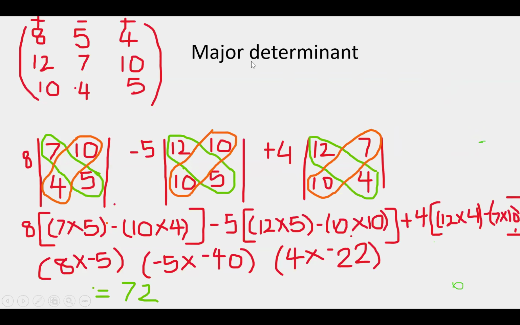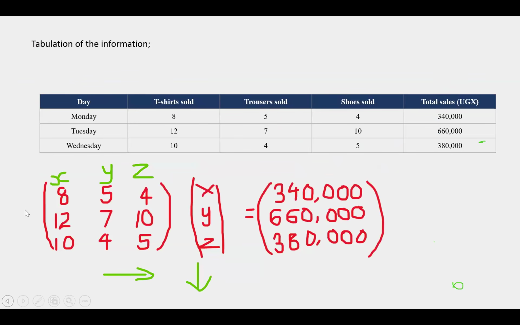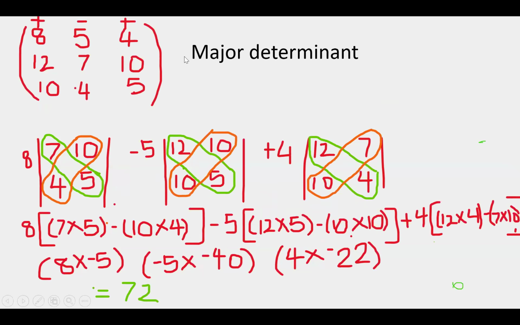The first thing you do when using Cramer's rule is to find the major determinant. Given the matrix that we had in the prior slide, we'll use this particular matrix to find our major determinant. It is very hard to find the determinant of a 3x3 matrix, so you're going to break it down, and I'm going to take you through how to break down a 3x3 matrix to find its determinant.